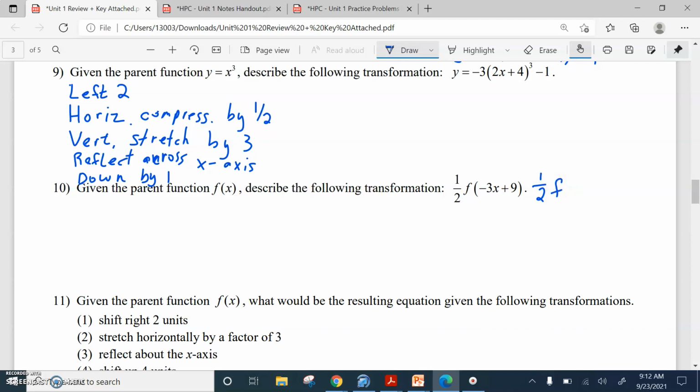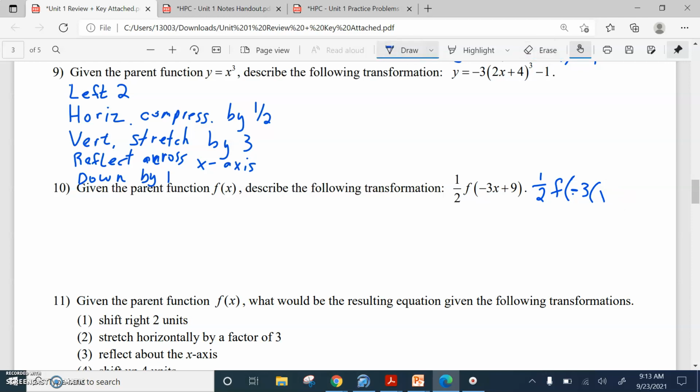So 1/2 f. Again, f is just simply a placeholder. F could be representing the square root symbol, right? Maybe this is the square root of negative 3x plus 9. Or maybe it's 1/2 times negative 3x plus 9 squared. The f is just that placeholder for some parent function. That doesn't change the fact that we need to get it out by itself, negative the x, that is, by itself.